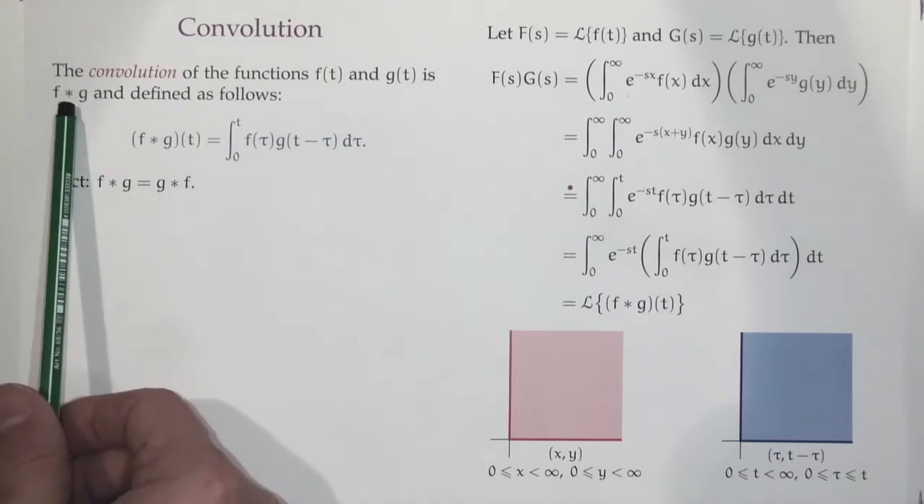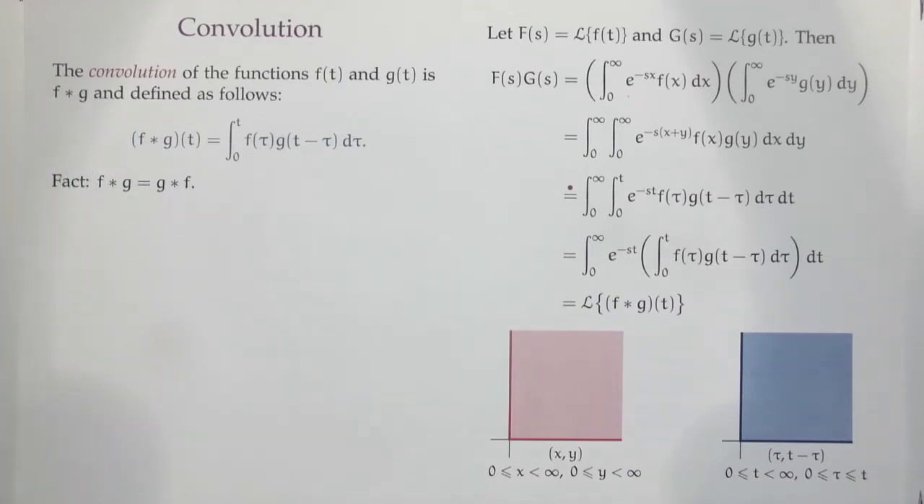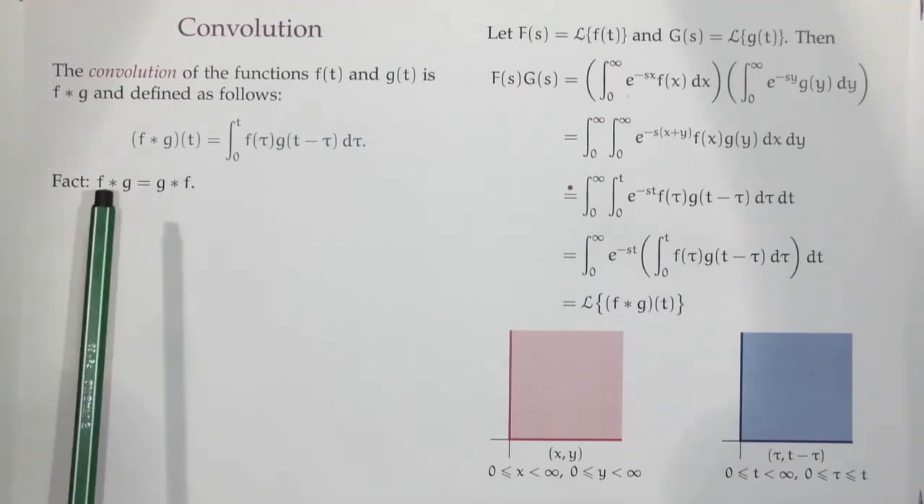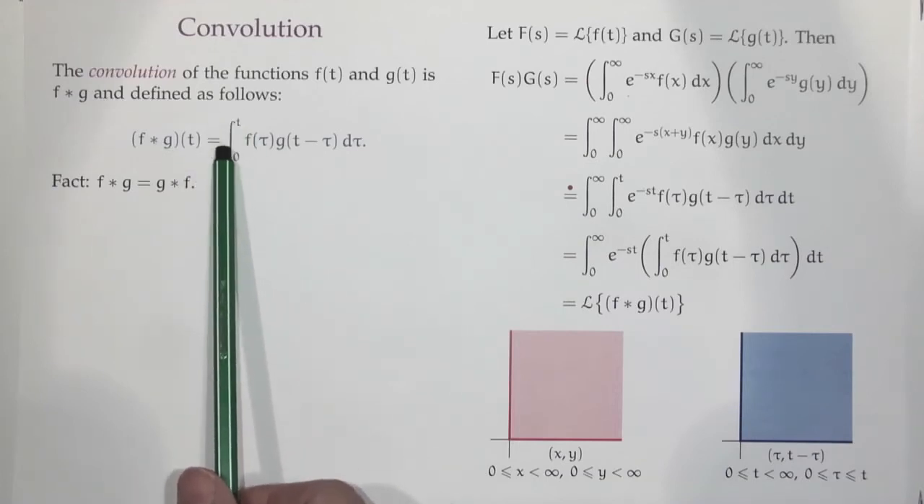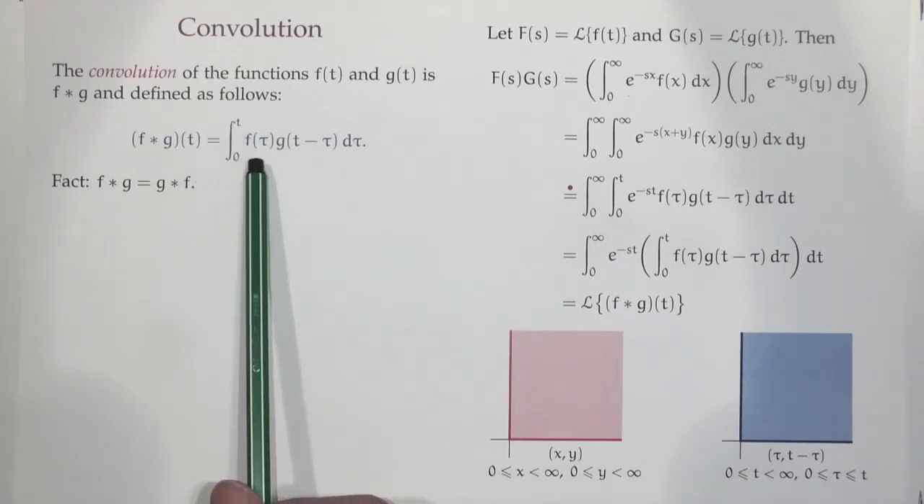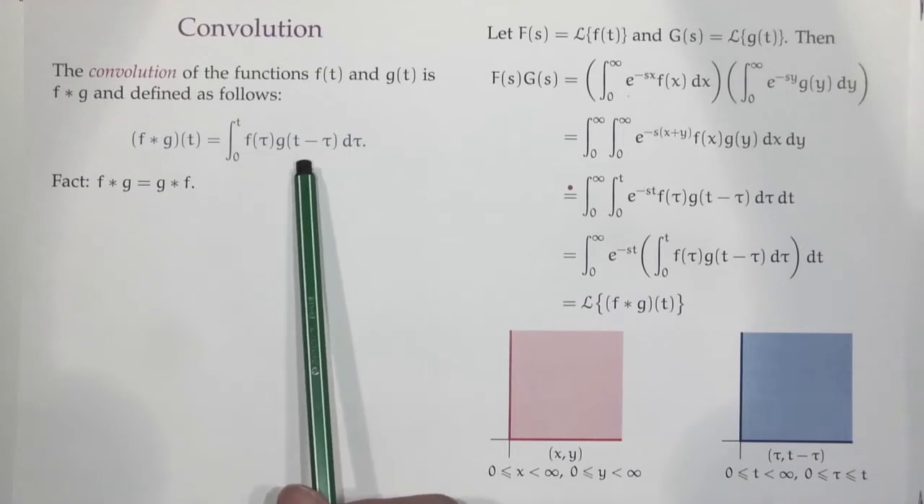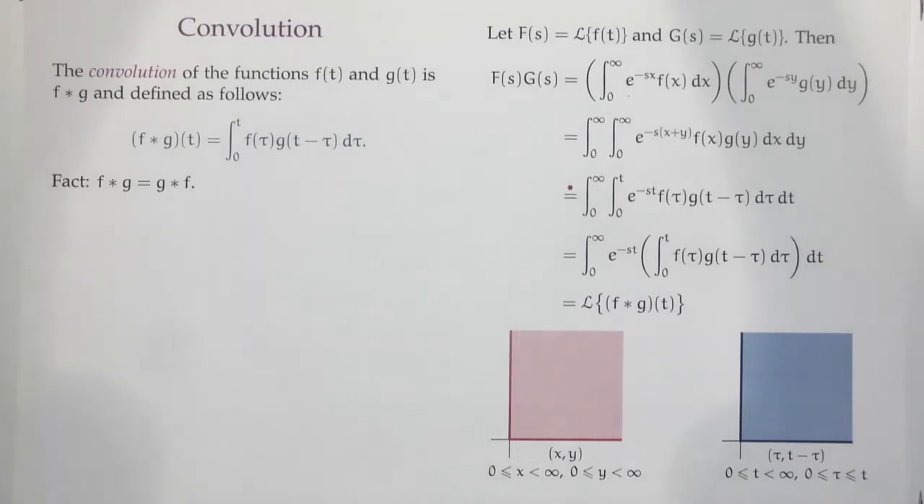So it's this f star g. So this star here, that's going to stand for convolution. And how is it defined? Well, the convolution of the two functions is you do the integral 0 to t, f of tau, g of t minus tau, d tau. And so you're trying to think, well, what's going on here? It's sort of an unusual way to combine two functions together and produce a new single function.